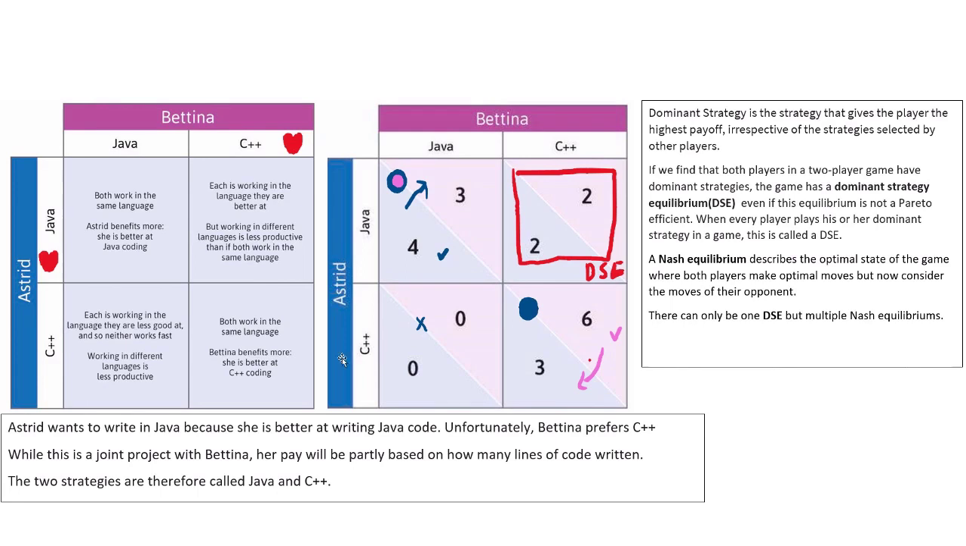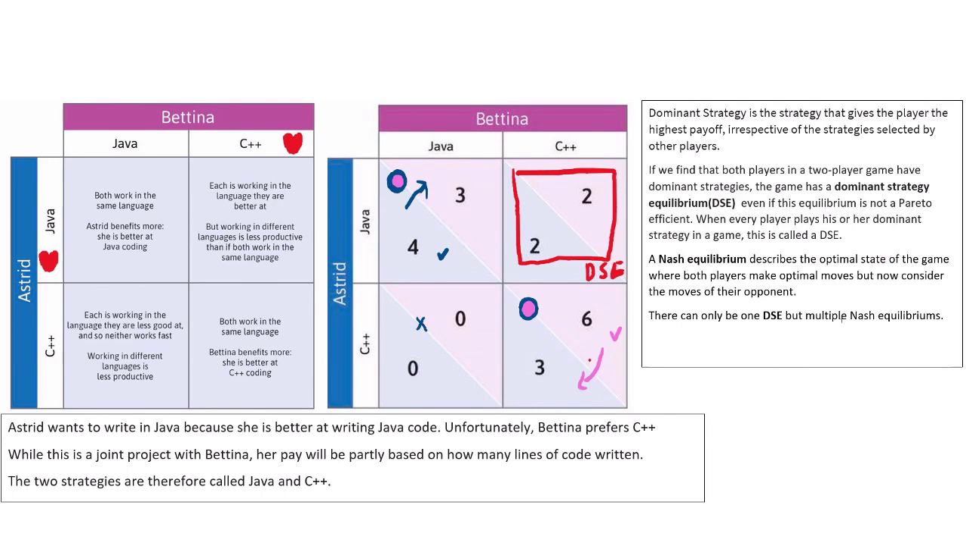If Astrid chooses C++, what will Bettina choose? Of course, Bettina will choose 6 versus 0, meaning she is going to choose this one. So we got a true Nash equilibrium here. If you are going to choose the true Nash equilibrium, which one would you choose? The answer is 6, 3.